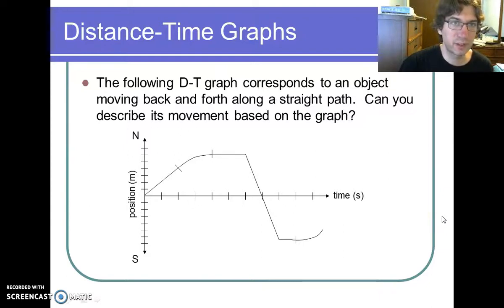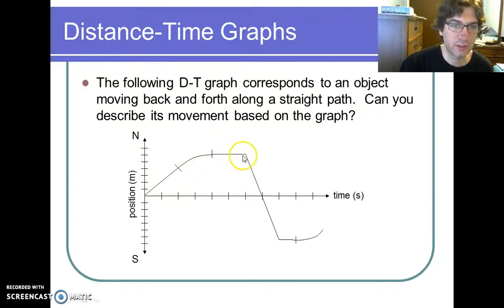Following this distance time graph, we can see that it corresponds with an object moving back and forth along a straight path. As we go from our first segment here, we have a constant slope, so we have a constant speed going away from us. Eventually it's going to turn into a changing slope, which means we have a change in our speed, or an acceleration here actually. And it is going to actually be slowing down. You can see our slope is getting less and less and less until it's eventually coming to a horizontal line, which is no motion at all.